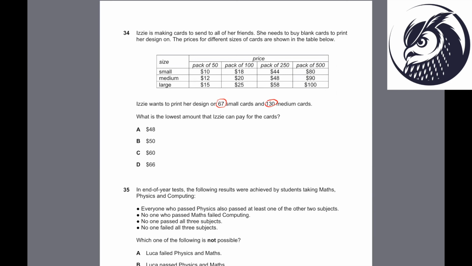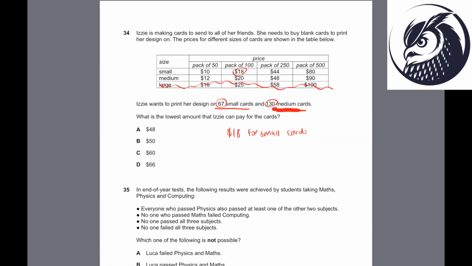So again, we're only interested in small and medium cards, so we can already ignore all the information down there. All right, we know that she needs 67 small cards. So she can't just buy a pack of 50. She'll need to buy a pack of 100. Now, you have to be careful here, guys. There's two ways you can get to 100. You can buy a pack of 100 for $18, or you can buy 2 packs of 50, right? And that's going to cost you $20. It's cheaper to go for the pack of 100. That's $18. So we know that she needs to spend at least $18 for the small cards.